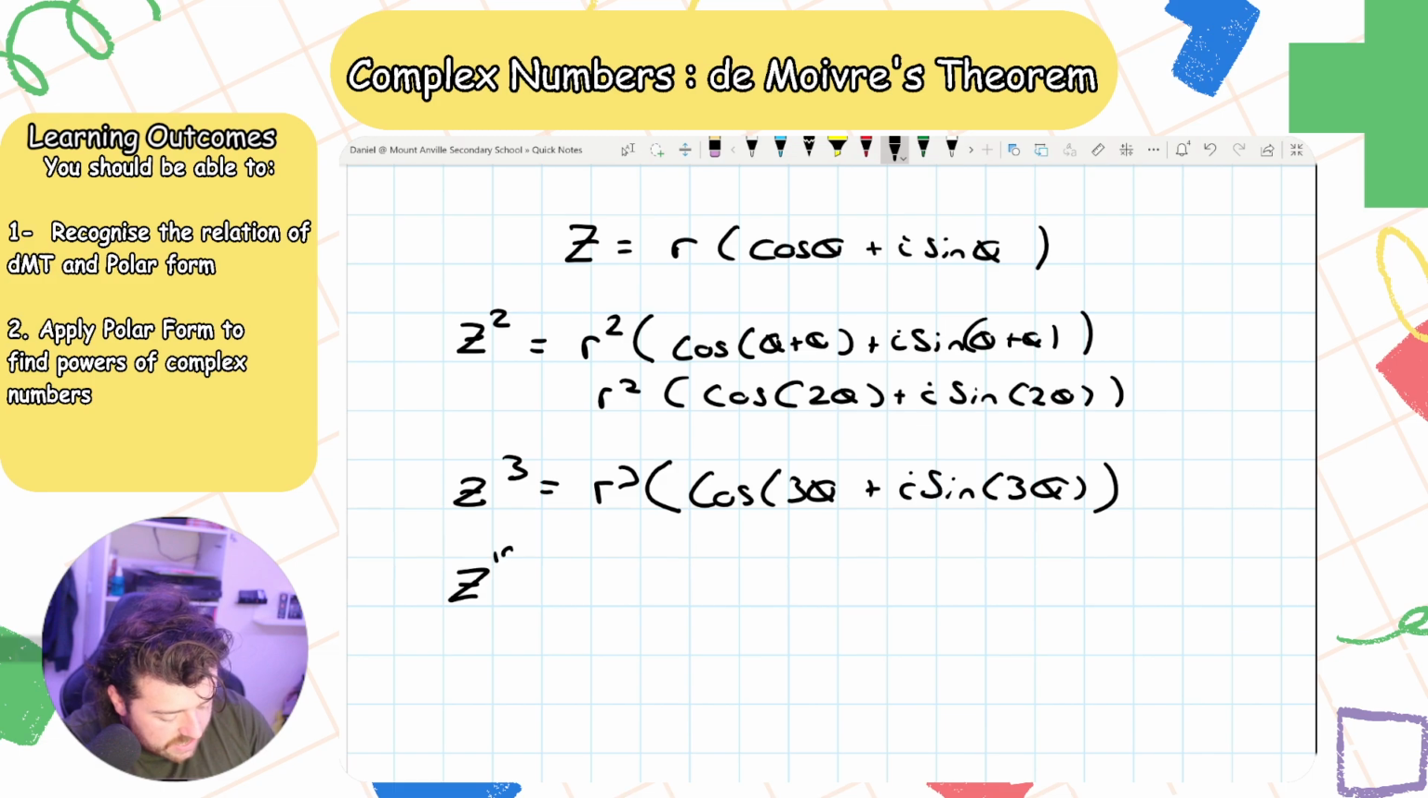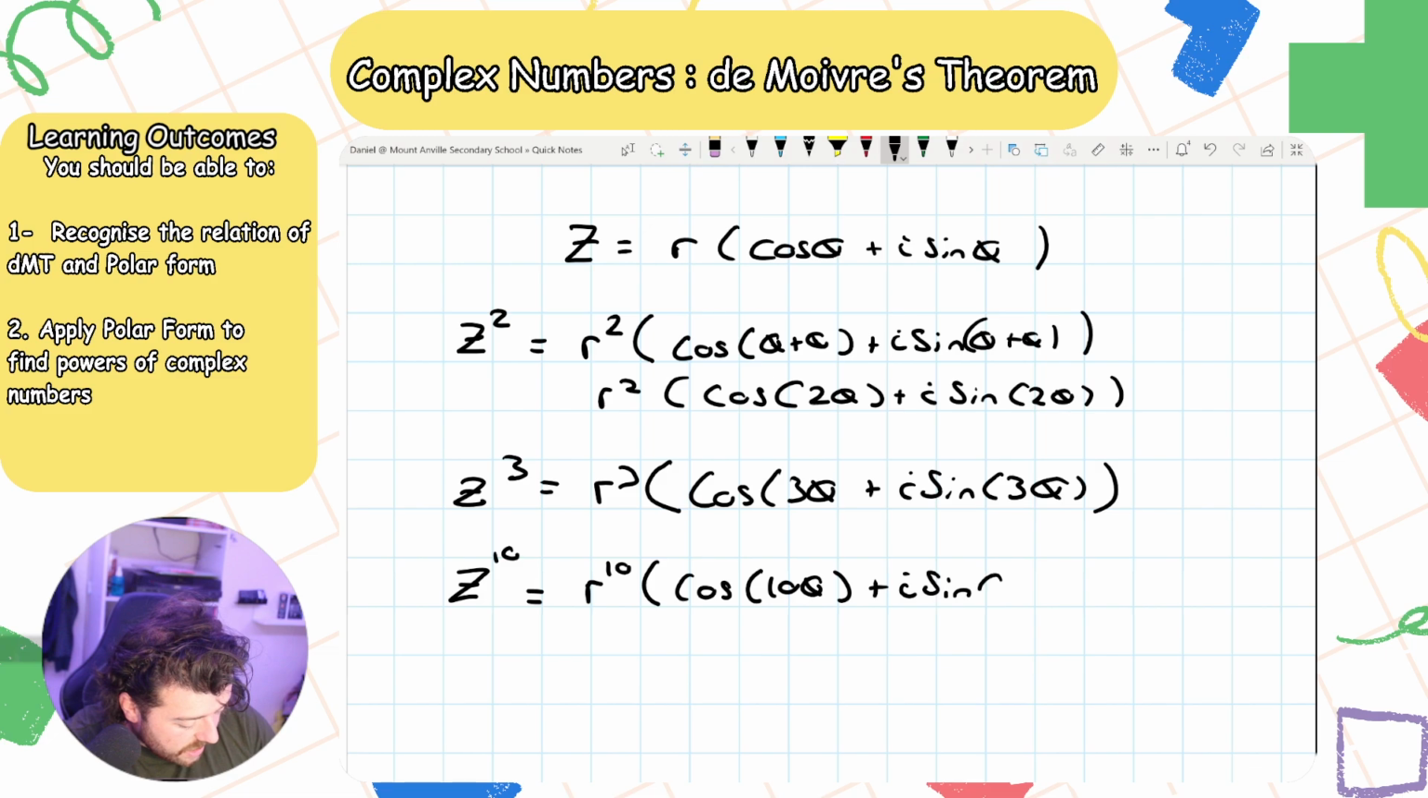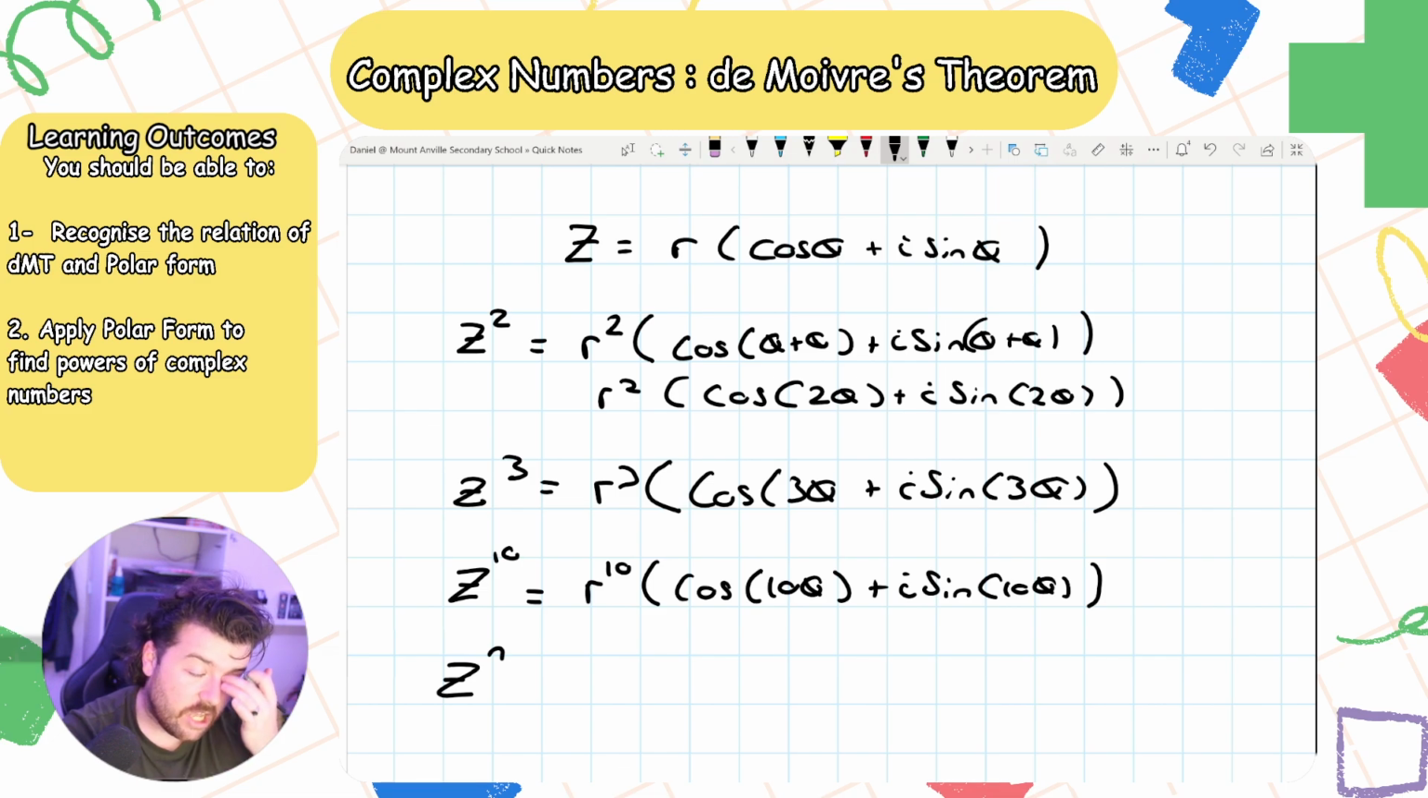What about z to the power of 10? That's going to be r times r, 10 times. So it's going to be r to the power of 10 times cosine of theta plus theta plus theta and so on, I'm adding theta together 10 times, plus i sine 10 theta. What about if I just put it to a number like n? I multiply together n times. Can we generalize this? So this is what de Moivre's theorem is.